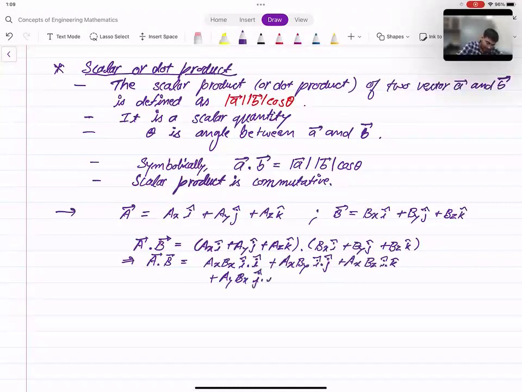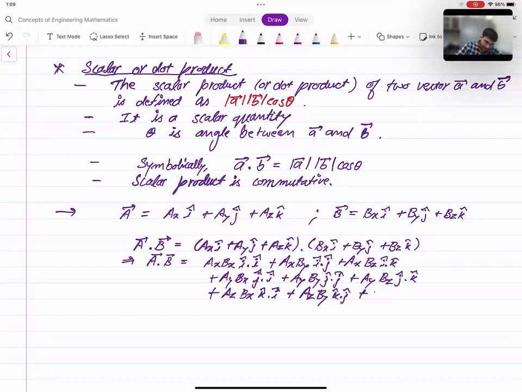j dot I. Here we will have ay by j dot j, then we will have ay bz j dot k, then we will have az bx k dot I, and then az by k dot j, then az bz k dot k.